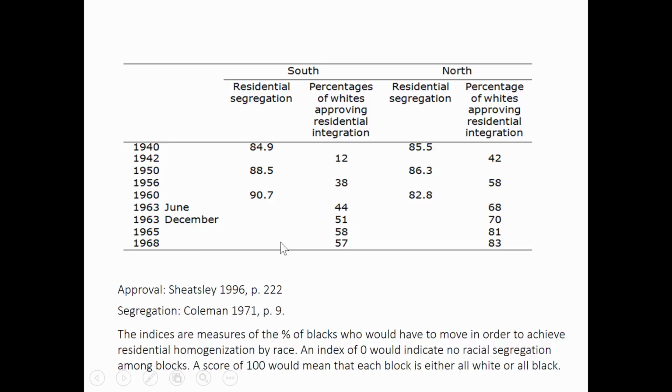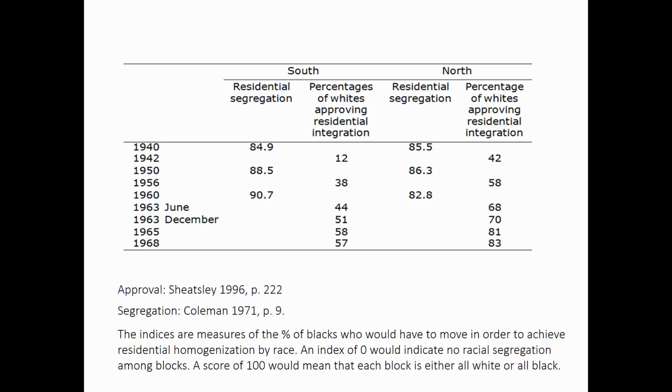And they are high for both the South and the North. Okay, now let's remember these alternative implications that we had. First, we said that in more tolerant cities or more tolerant areas, there should be less segregation. Okay, let's look at that.